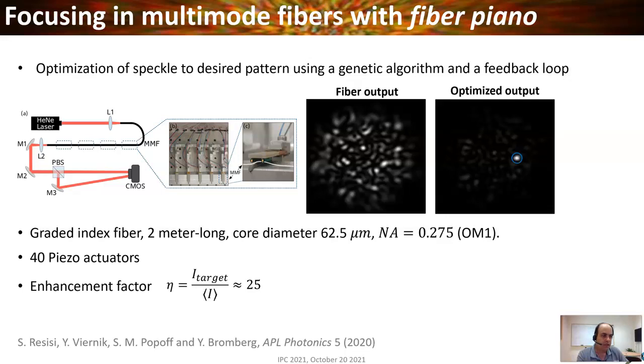The enhancement factor, defined by the ratio of the intensity at the focus spot and the average intensity we obtained, was 25. I want to stress that we achieved this focusing without any spatial light modulator. We got this simply by pressing the fiber along different spots along the fiber. This is all useful since it opens the doors for an all-fiber spatial light modulation simply by harnessing the sensitivity of the fiber to mechanical bends.